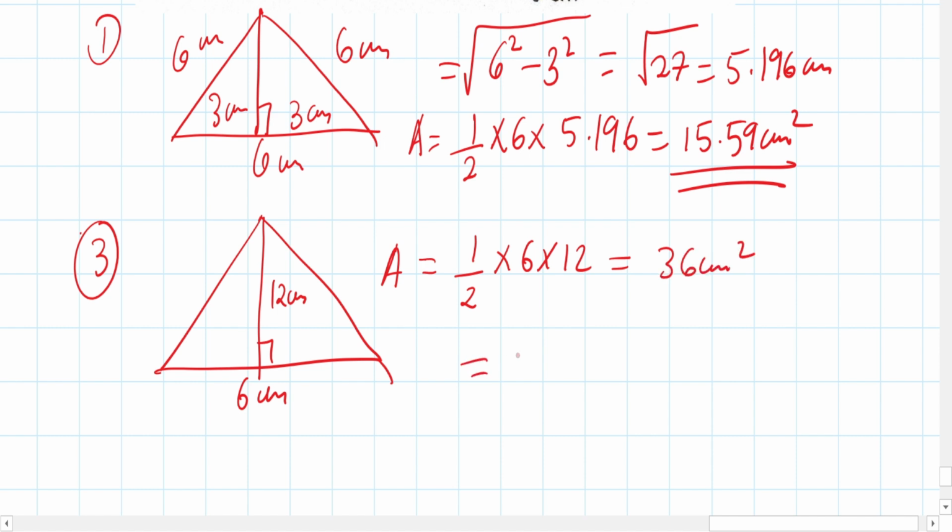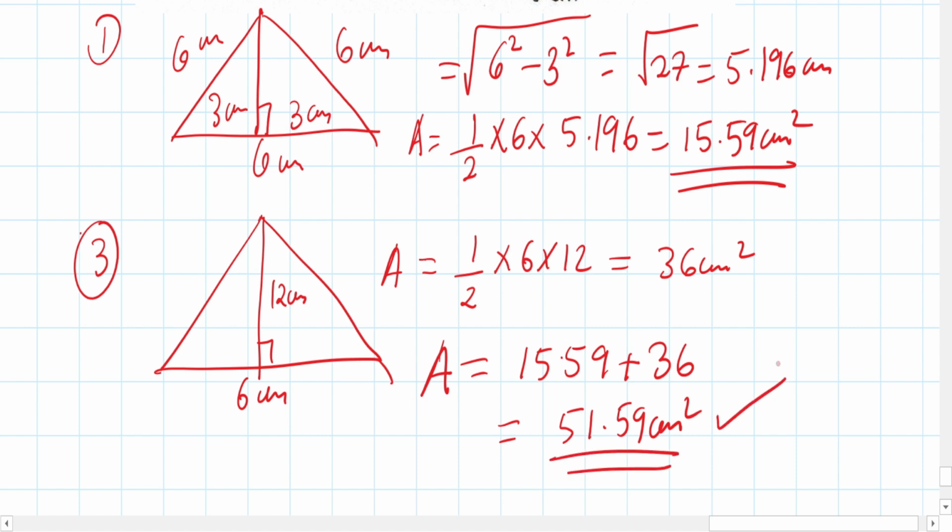Now let's add them up. The total surface area is 15.59 plus 36, which is going to give you 51.59 centimeter square. That is that.